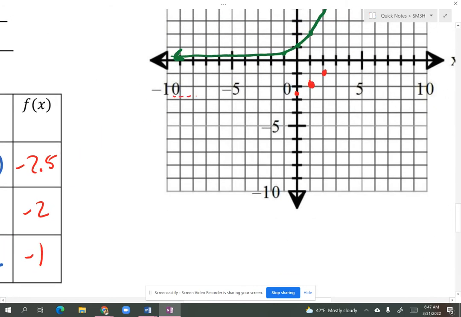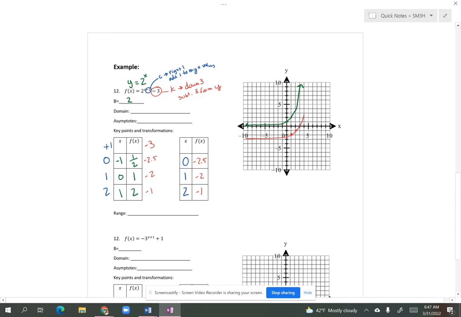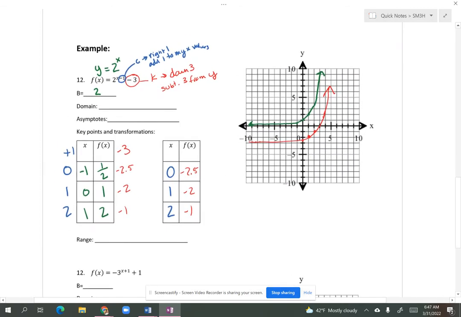So if I look, it's going to be this graph right there. So I look at and compare my green and my red, and I go, okay, does it look like I moved it right 1? Yep. Those points have been all shifted over and down 3. So domain on this is going to every time be from -infinity to infinity, because I go all the way from my left to my right.